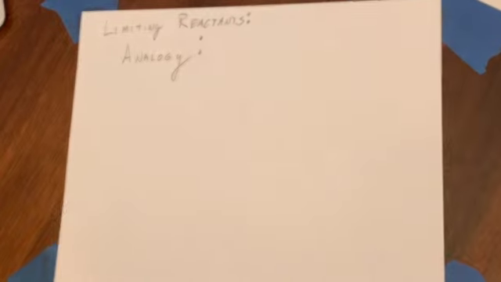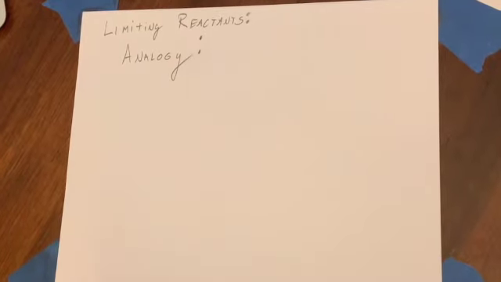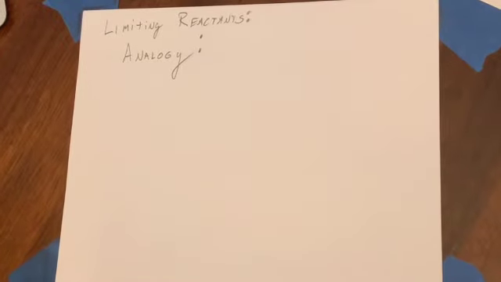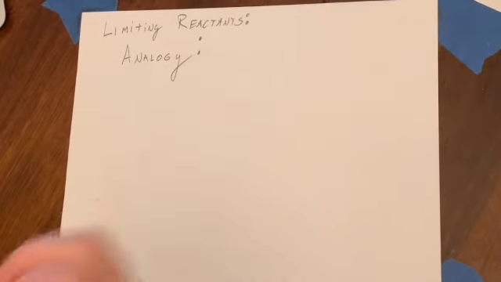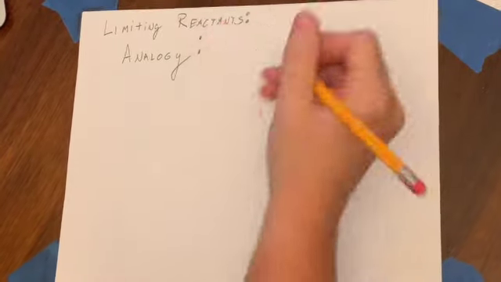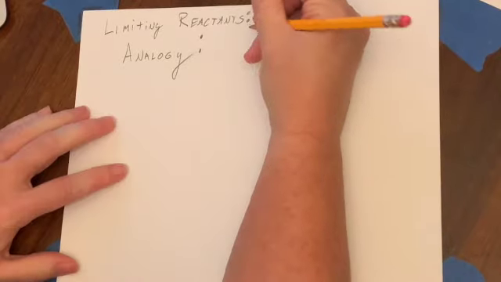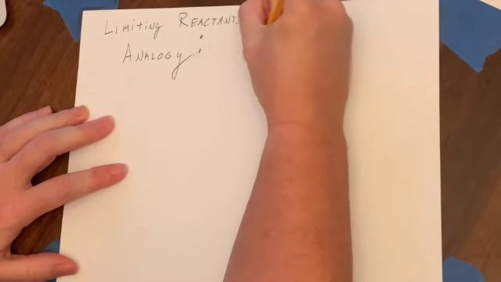All right, hello everyone, and welcome to our last set of notes for our stoichiometry unit. We are going to be discussing what are known as limiting reactants. Before we get to your exact notes, I do want to give you an analogy. Instead of a chemical reaction, we're going to talk about sandwiches.